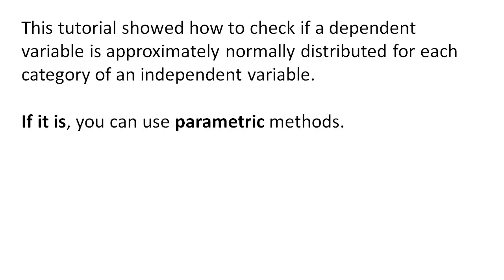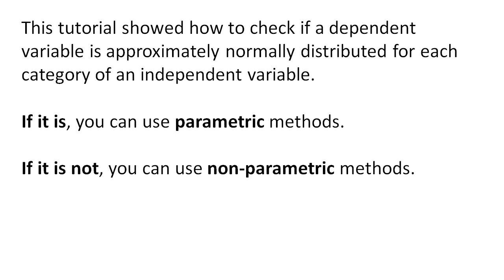In this tutorial, I've showed you how to check if a dependent variable is approximately normally distributed for each category of an independent variable. I did this because I assumed that you eventually will want to use certain parametric statistical methods to explore and investigate your data, such as, for example, t-tests. If it turns out that your dependent variable is not approximately normally distributed for each category of the independent variable, it is still no problem. In such case, you will have to use non-parametric methods because they make no assumptions about the distributions.